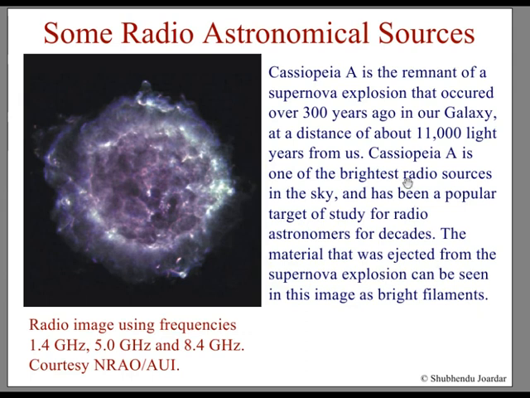So I'll just read it. Cassiopeia A is the remnant of a supernova explosion that occurred 300 years ago in our galaxy at a distance of about 11,000 light years from us. Cassiopeia A is one of the brightest radio sources in the sky and has been a popular target of study for radio astronomers for decades. The material that was ejected from the supernova explosion can be seen in this image as bright filaments.